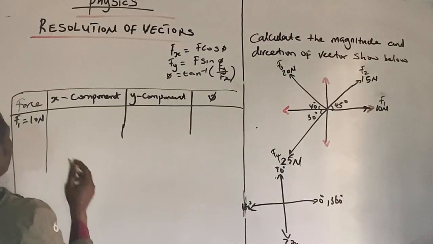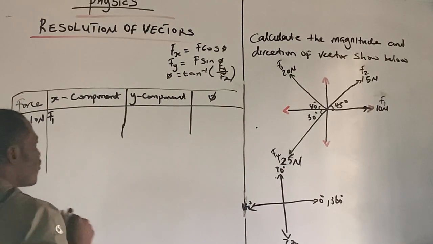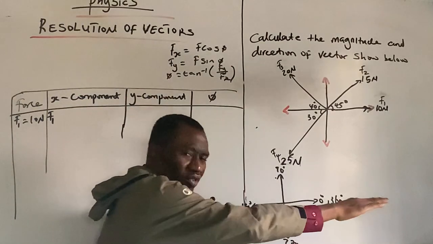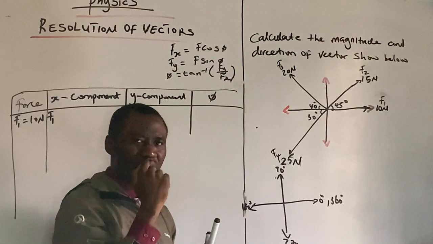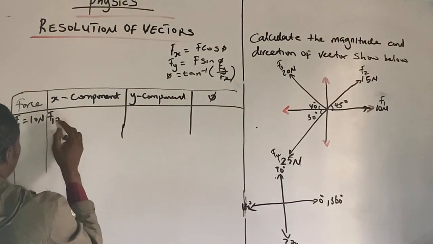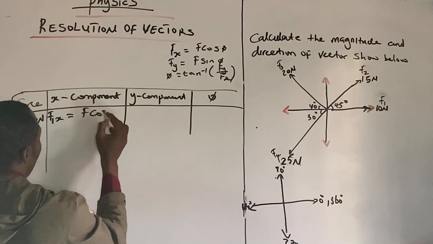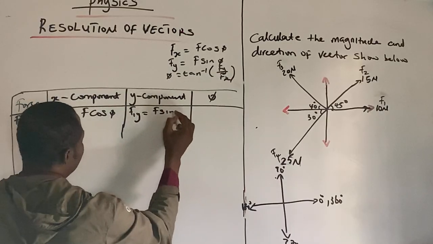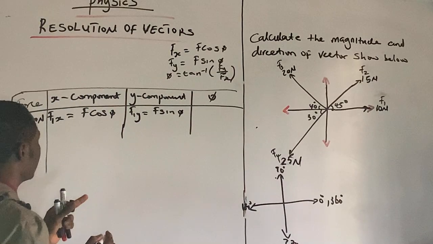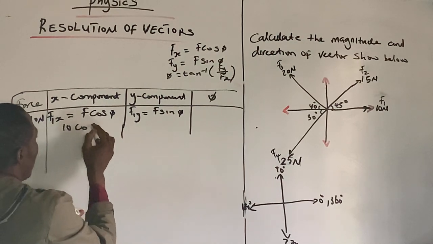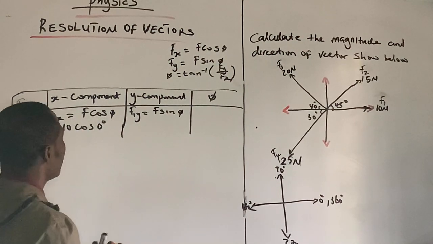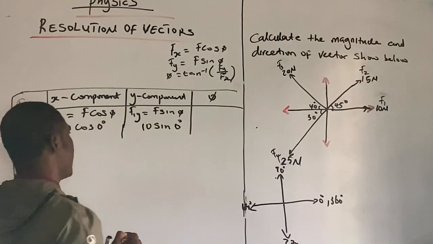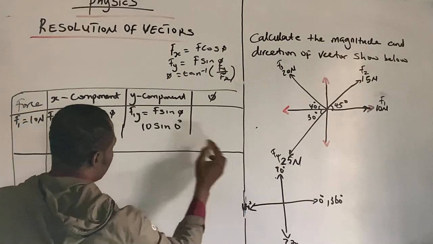So what I'll be having is my F1, because I'm going to look for F1x and F1y. F1x for the horizontal, F1y for the vertical. All right? So I have F1x, which equals F cos theta. Now F1y equals F sine theta. Now the F1x will become 10 cos 0 degree. For the F1y, it will become 10 sine 0 degree. Now, if you have understood that, we complete the table.